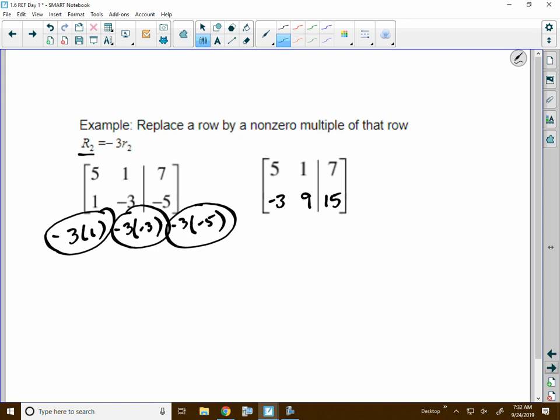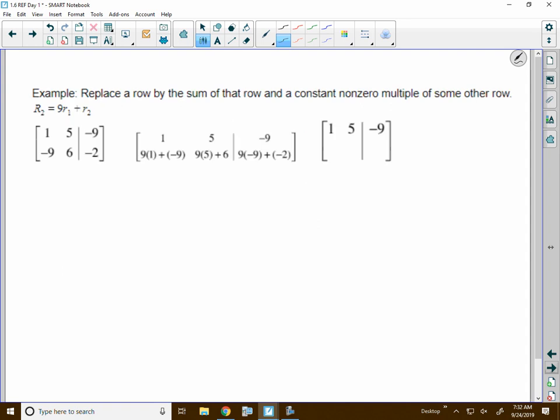I think the third one's the most difficult, but it's not hard as long as you just write it down. That's the best way I can tell you to do it. This one's kind of filled in for us, but I'm going to walk us through it. This is replace the row by the sum of that row and a constant non-zero multiple. So we're going to replace row 2. Row 2 is going to be brand new. And we're going to do 9 times row 1, whatever's in row 1, and add it to row 2.